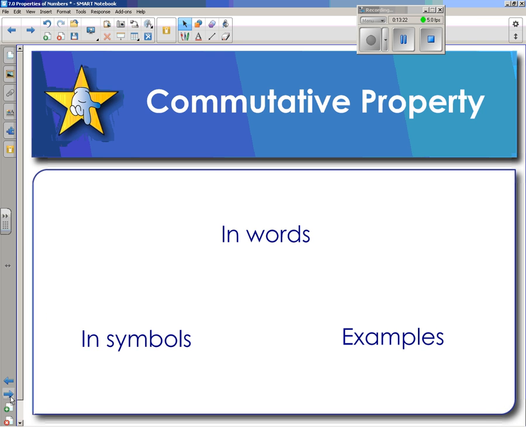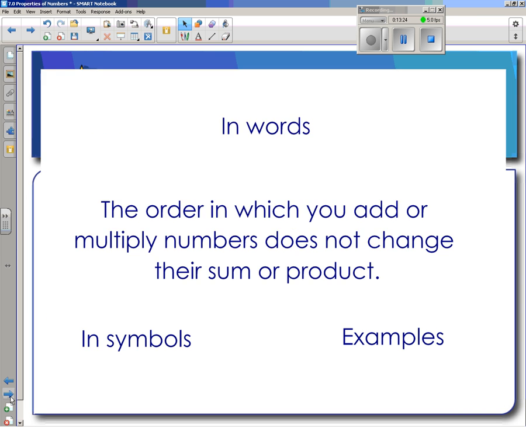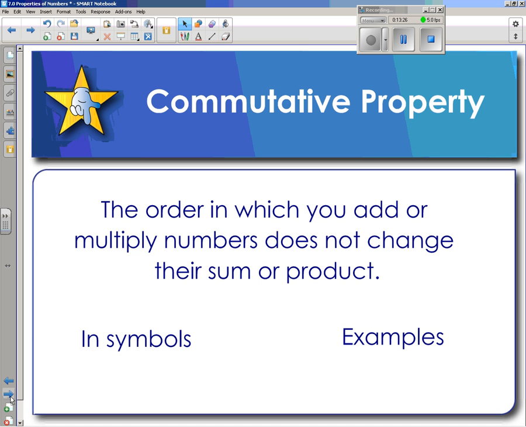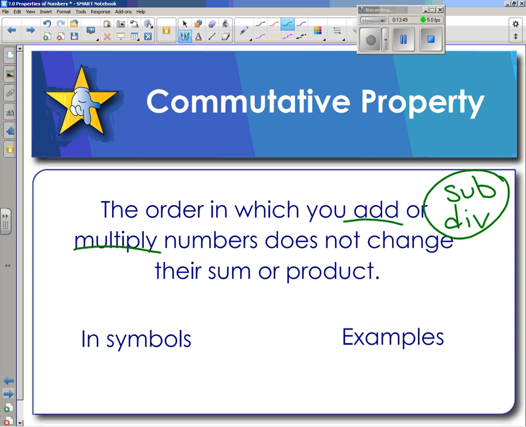For the commutative property, once again, I'm going to show you in words, in symbols, and an example. The commutative property is simply the order in which you add or multiply numbers does not change their sum or product. I want you to notice this is for adding and multiplying. This is not for subtraction. It is not for division. Commutative property does not work for those two. Maybe in class I'll explain to you why.